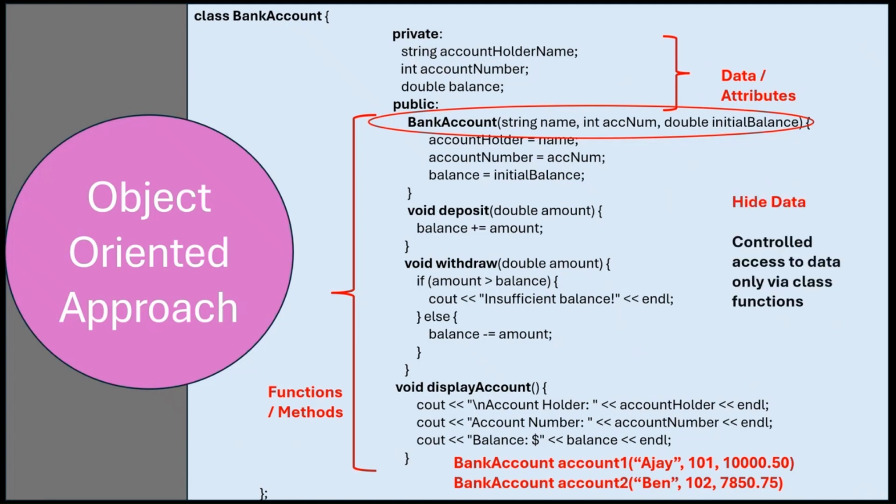So what benefits are we seeing here? It is hiding the data. So there is controlled access to data only via class functions. You can see balance is only accessed via the functions which are defined as a part of this bank account class, right?